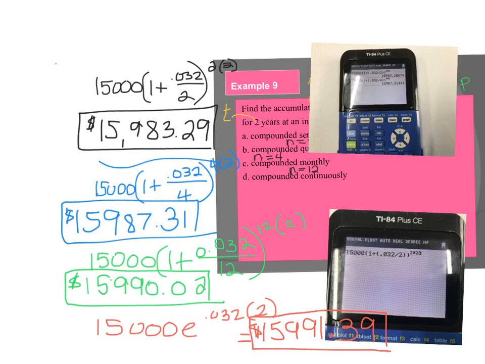And again, it should make sense that the more you compound it, the more money you're going to get. So that last one should be bigger than all the others.